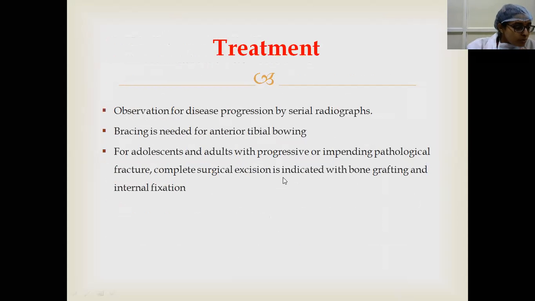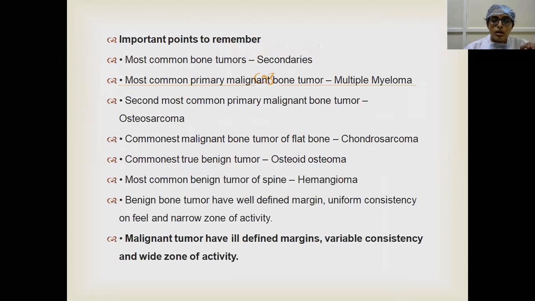Now, a few points which I would like to highlight are important from your entrance exam point of view. They may be directly asked in your exams. Most common bone tumors are secondaries. Most common primary malignant tumor of bone is multiple myeloma, followed by osteosarcoma. Commonest malignant tumor of flat bones is chondrosarcoma. Commonest true benign bone tumor is osteoid osteoma, and most common benign tumor of the spine is hemangioma. And please remember, I want to brush it once again.